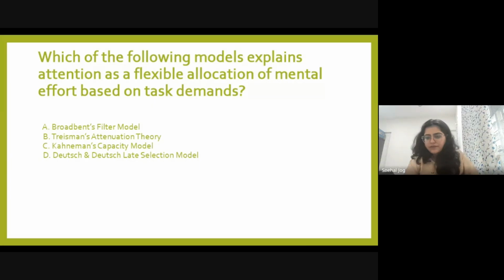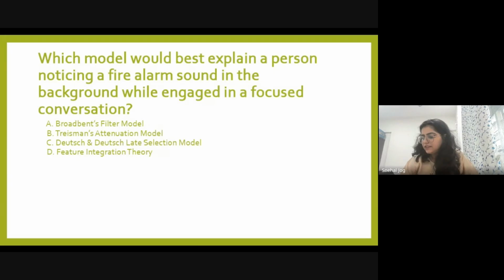Fine? Okay. Next. Which model would best explain a person noticing a fire alarm sound in the background while engaged in a focused conversation? Yes, answer is B. Very good.